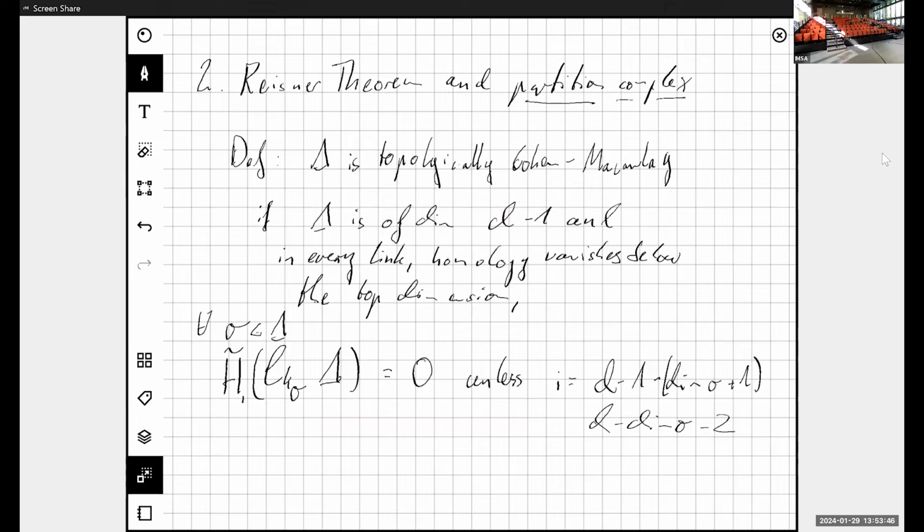Was there a comment? By homology, you mean the usual simplicial homology? Yeah. Usual simplicial. Okay, so usual simplicial homology with k coefficients. Okay. With k coefficients. Thank you, Dasha. All right.